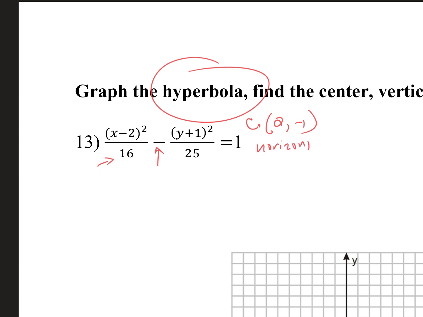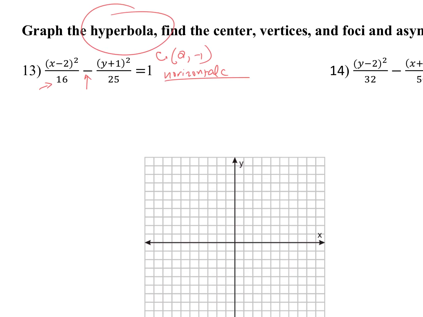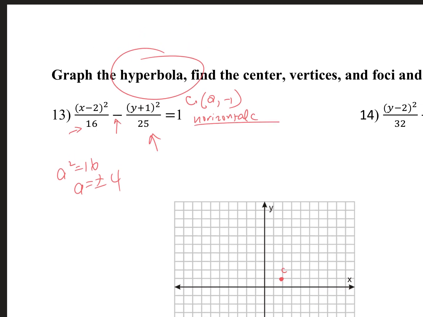All right, this is really important information for you guys to write down and to think about. So my center here is at (2, -1). There's my center. I know it's a horizontal. So I know that a squared is 16, which means a is plus or minus 4. That means I'm going to add and subtract the 4 to the x value since it's horizontal. I know that b squared is 25, so b is plus or minus 5.